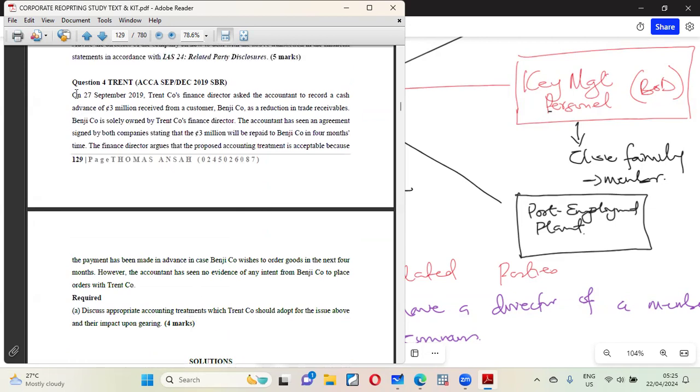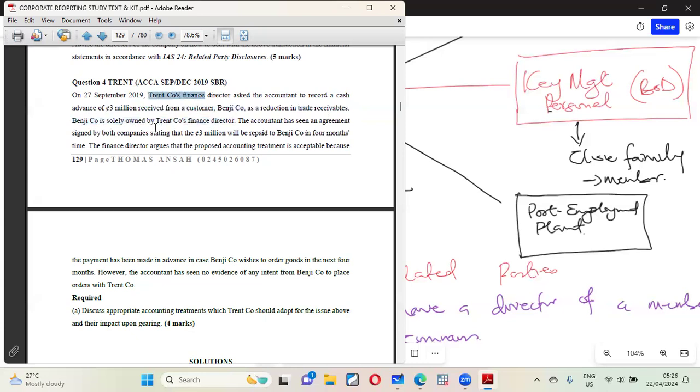This one is talking about Trent's company's finance director, who asks the accountant to record a cash receipt. This one is kind of an ethical issue, so look at it clearly. Trent's finance director asked the accountant to record cash of 3 million received from a customer as a cash advance. The customer's name is Benji. He should record it as a reduction of their trade receivable. But why should he? He is saying that Benji is solely owned by Trent's finance director.